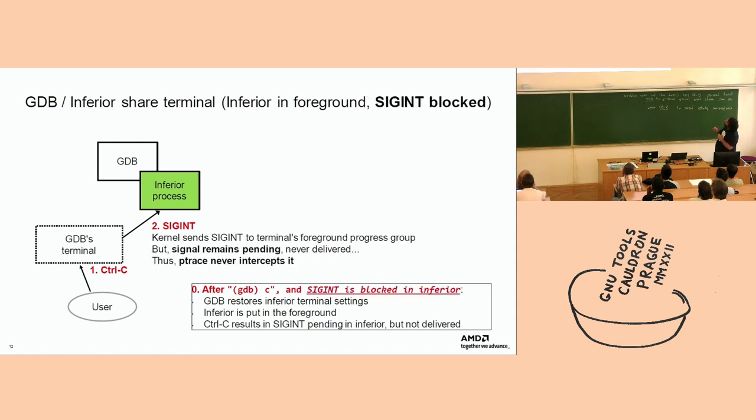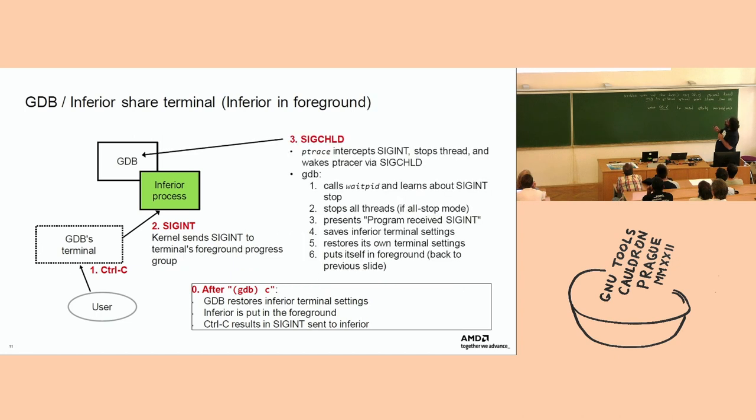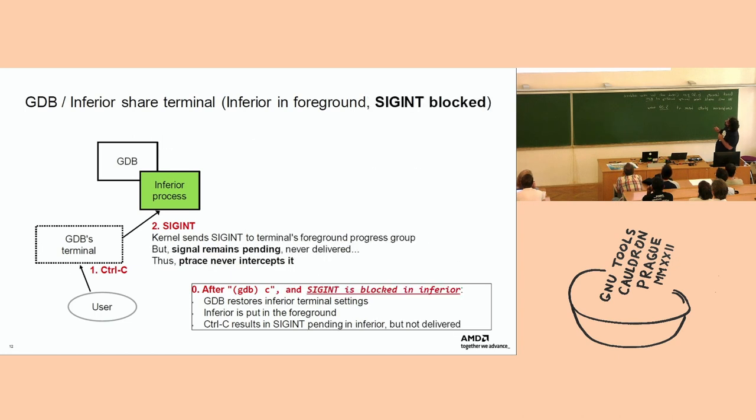And if you have SIGINT blocked in this program, the first two steps are the same, of course. The kernel sends the SIGINT into the process, but it remains pending because it's blocked. It's never going to be reaching the process. No signal handler is going to be called. Thus, ptrace never intercepts the signal, because ptrace intercepts signals that are delivered. And this signal was never delivered. It was left pending. So you're stuck.